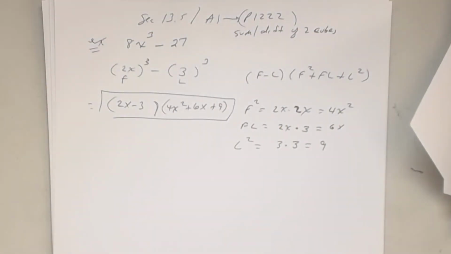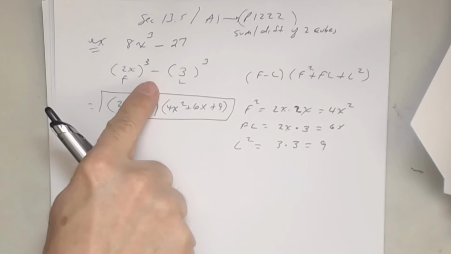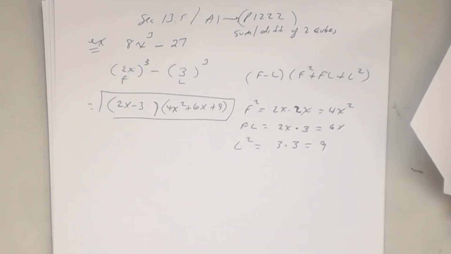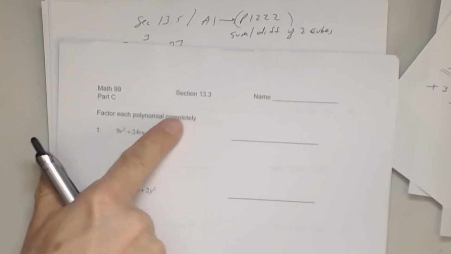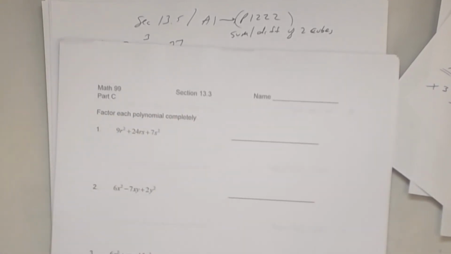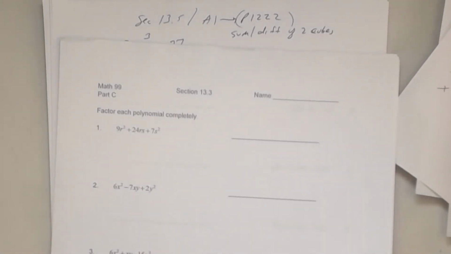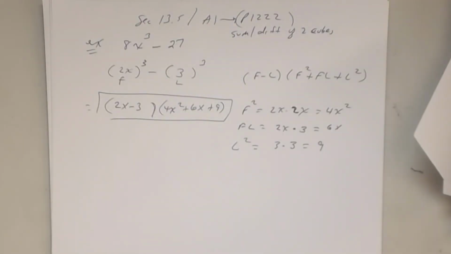13.5 is the difference of two squares, then a sum of two squares. That's 13.5. So let's do another difference of two cubes, and then I'll give you, remember that's this worksheet that I said I wasn't going to give to you until today? So I'll give you that. You can start working on that. That's from 13.3. But remember, your test only goes up to 13.2.